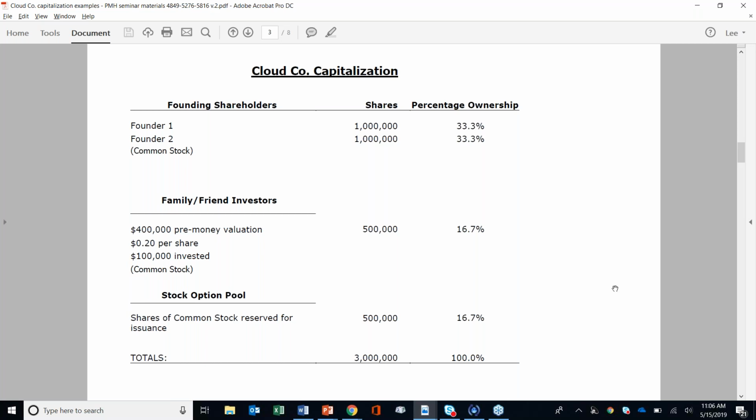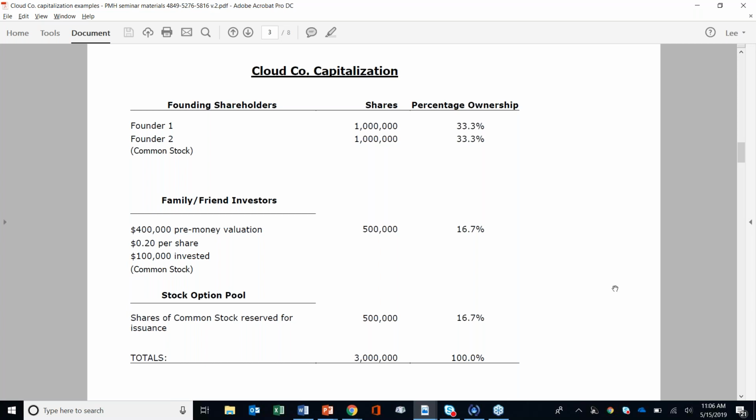If all those stock options are not issued and exercised, then the total amount outstanding at, for example, the sale of the company might be $300,000 or $400,000. As a result of that, the founders and the family and friend investors would have a higher percentage of the company.